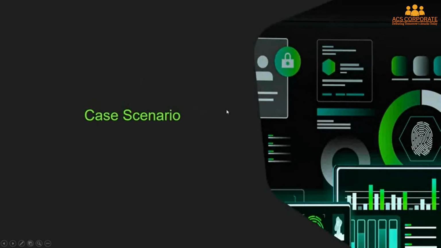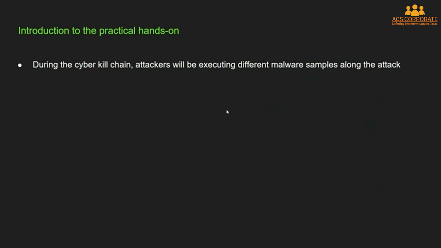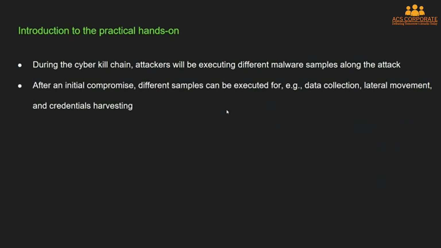In the next part, I will discuss the case scenario and suppose that during the kill chain, attackers will be executing a lot of different malware samples along the attack cyber kill chain. And after the initial compromise, in what we call post-compromise activities, they will be trying to collect data to move laterally within your environment, jumping from one machine to another, and maybe harvesting extra high-privilege credentials from the system once they have an initial compromise or initial foothold.